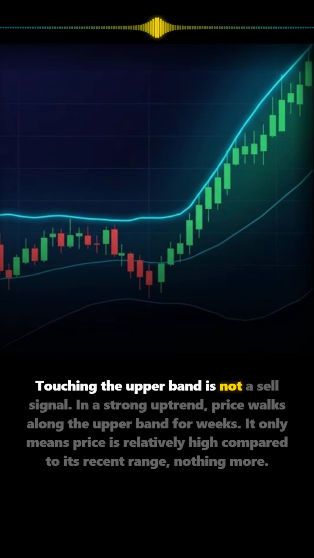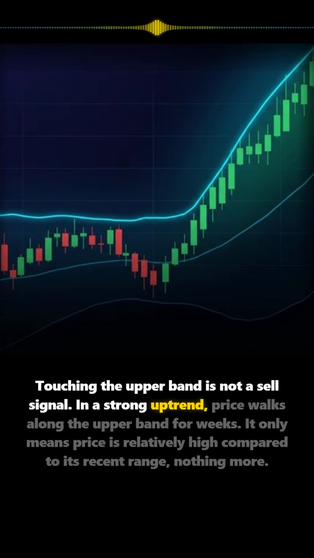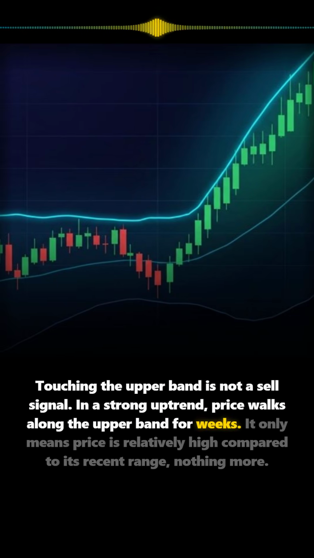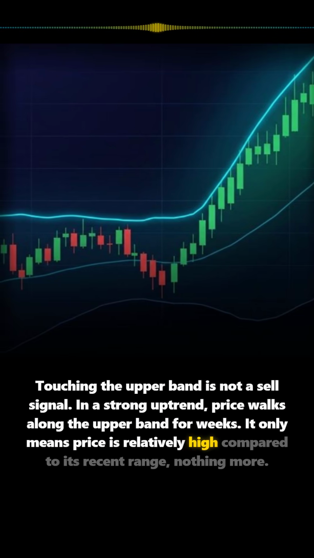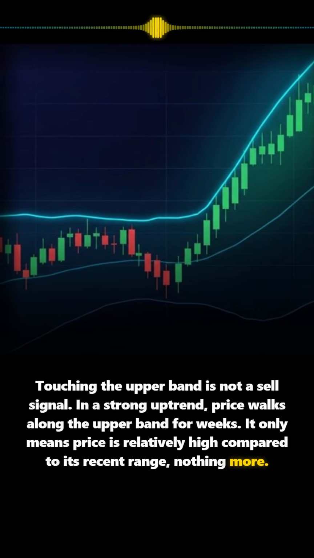Touching the upper band is not a sell signal. In a strong uptrend, price walks along the upper band for weeks. It only means price is relatively high compared to its recent range, nothing more.